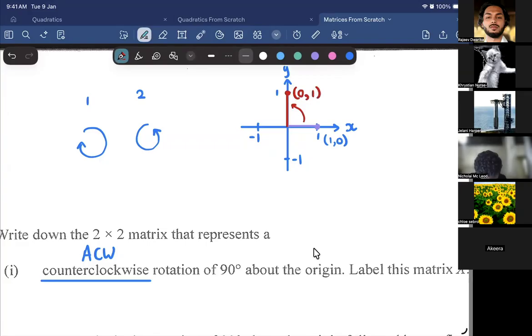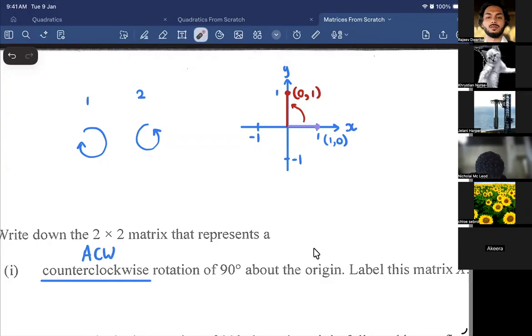Okay, Chloe, when we underwent a 90 degrees anti-clockwise rotation, we went from 1, 0 to where? 0, 1. Exactly. Everybody's seeing that, right? We went from 1, 0 to what? 0, 1. Cool. So if you undergo a 90 degrees anti-clockwise rotation, that is what's going to happen to the x value.